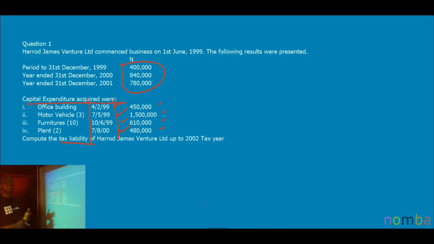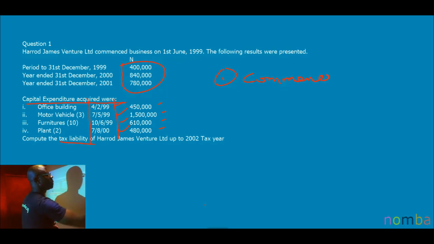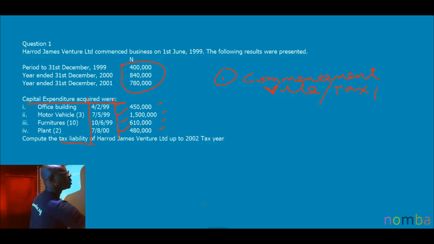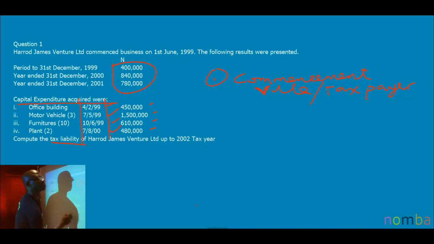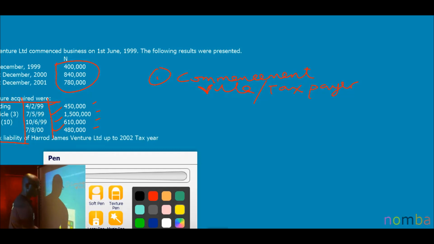So what are we supposed to do? First, one, this is our workings. We will show workings somewhere else, but these are things we are going to work on as workings. Commencement rule. We are going to do that. And in commencement rule, don't forget vis-a-vis your taxpayer's option.